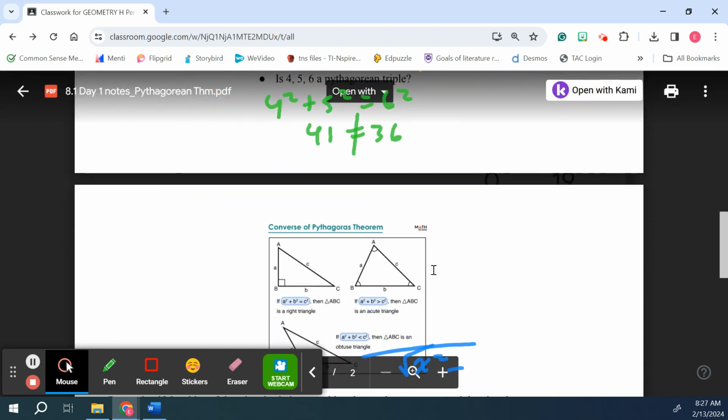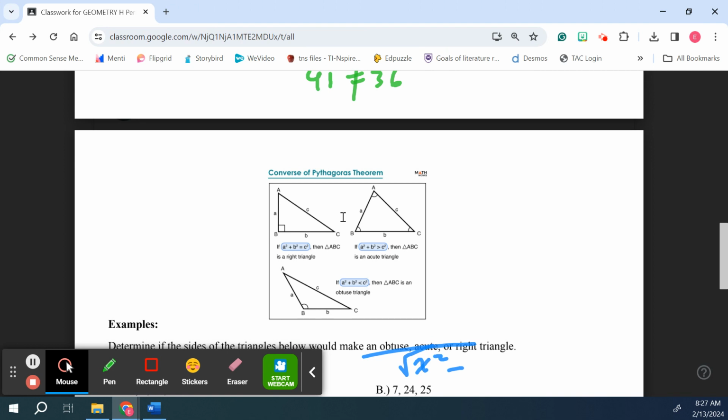Okay, all right, let's talk about the converse of the Pythagorean theorem. What the converse does is tell you what type of triangle you have, given the sides. If a squared plus b squared actually equals c squared, so you have the same thing on each side, then you have a right triangle.